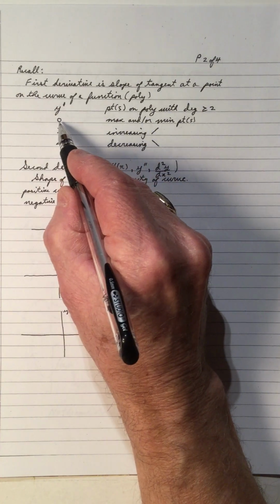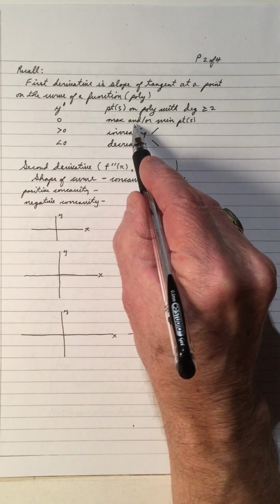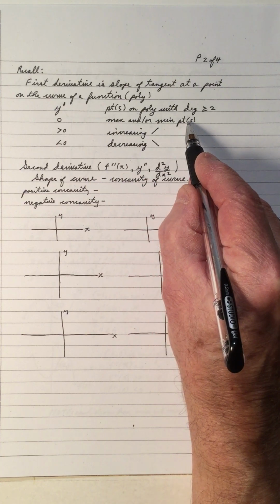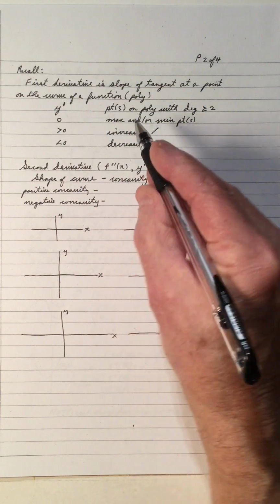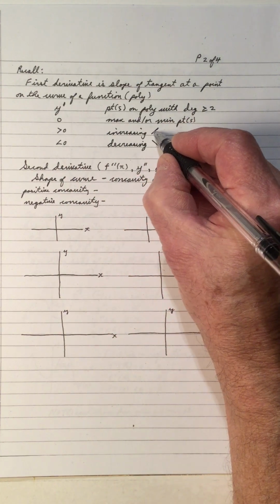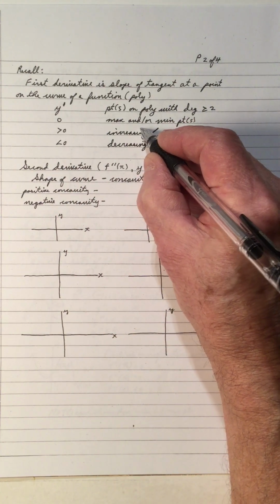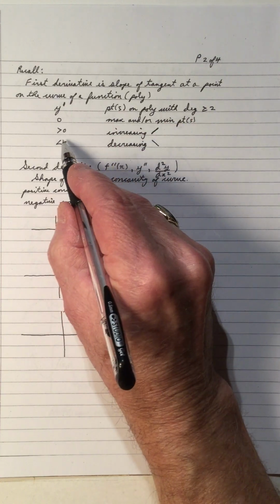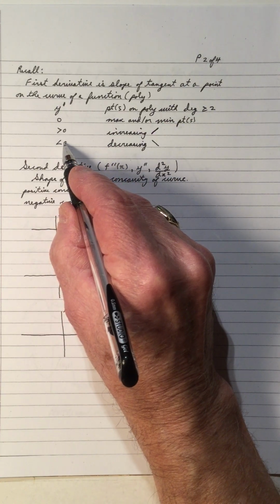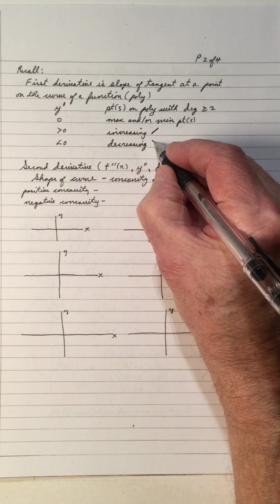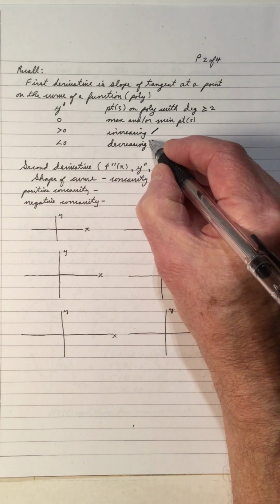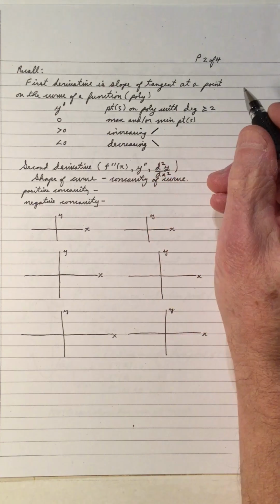If your derivative is 0, then we have a maximum and/or minimum point on the curve. If the derivative is greater than 0, then the slope of the curve is increasing. It's going up to the right. If the derivative is less than 0, then the slope of the curve is decreasing, and it's going up to the left or going down to the right.